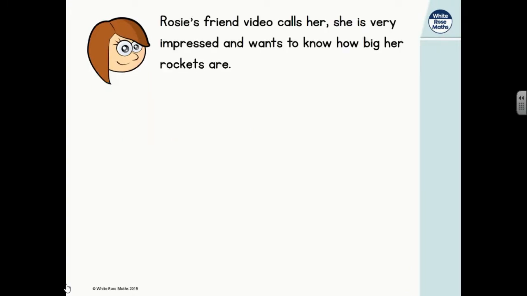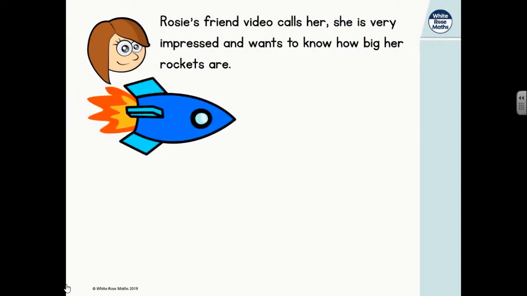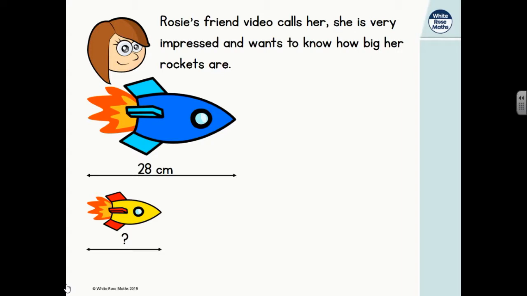Rosie's friend video calls her. She's very impressed and wants to know how big Rosie's rockets are. Rosie shows her the blue one, and she says this one is 28 centimetres. Then she shows her the yellow one, and she says this one is half as long as the first one. But she's not going to tell her how long it is. Her friend will have to work that out for herself. How is she going to work that out? Pause the video here and have a think about how you might work that out.